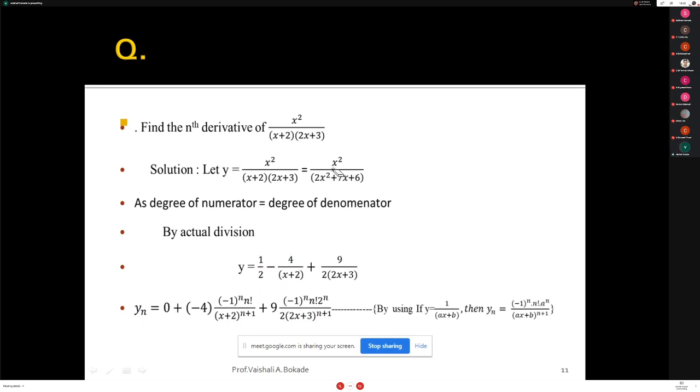checking whether for this function the degree of numerator is equal to or greater than the degree of denominator. If so, then I have to go for actual division and get y in proper form, which for this example is constant plus 1 upon ax plus b form. That's why we are using this formula to get the nth derivative. Now I want to see how I can do the actual division here.